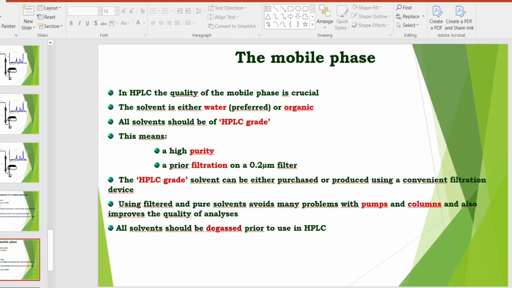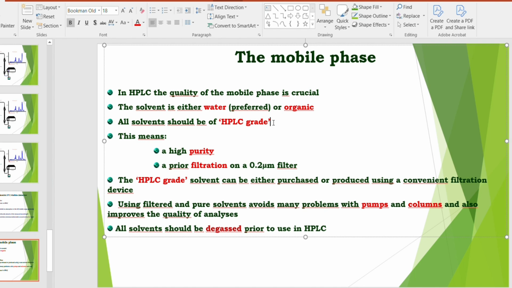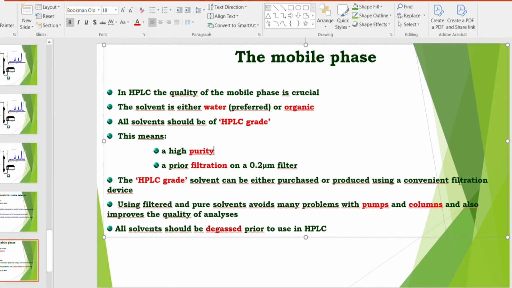In HPLC, the quality of the mobile phase is very critical. The solvent is either water or organic, or it can be a blend of both. All solvents have to be HPLC grade. You cannot use distilled water or even deionized water; usually we need to take deionized water or double distilled water. We have to filter using vacuum filtration through a 0.2 micron filter, high purity. Make sure, otherwise you will get a lot of impurities and a lot of undesired peaks.